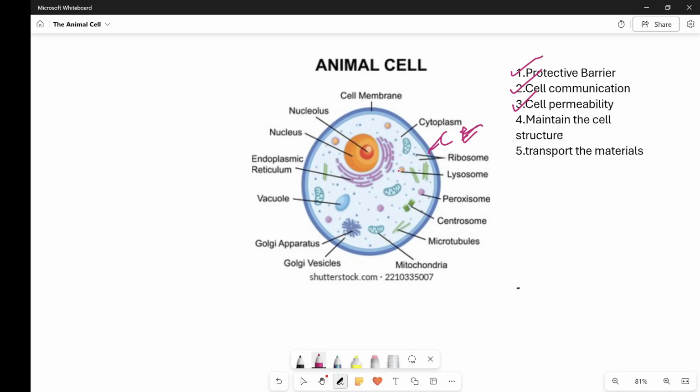The next thing is that, though the animal cell doesn't have a cell wall, the cell structure is mainly maintained by the cell membrane. The last role is transporting materials. It facilitates different kinds of transportation mechanisms like active transport, passive transport, endocytosis, and exocytosis.